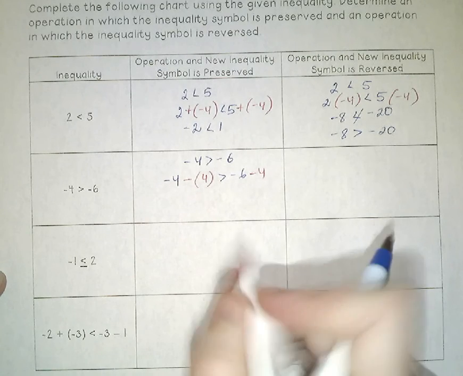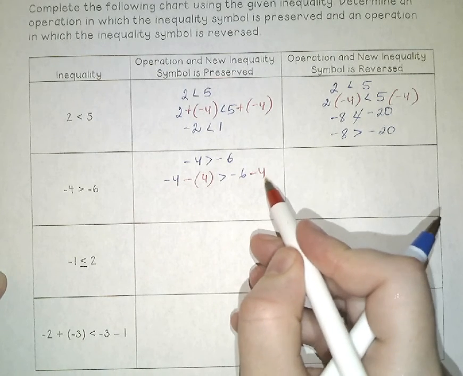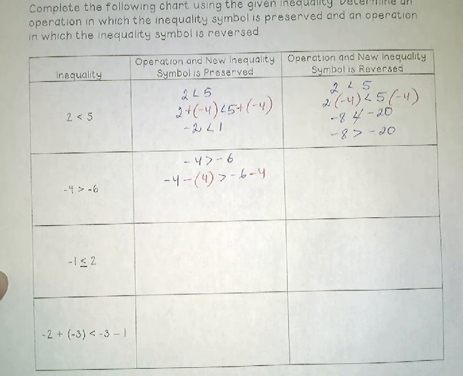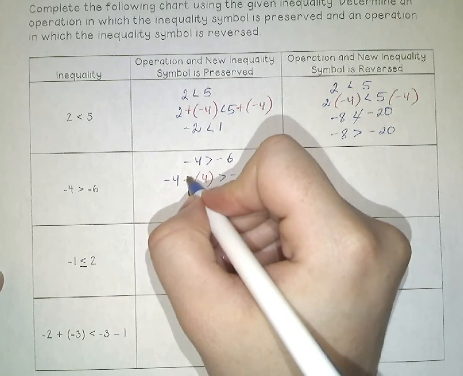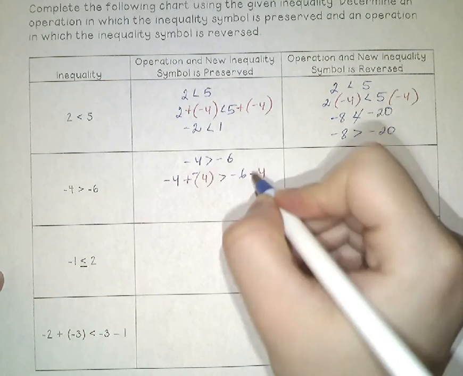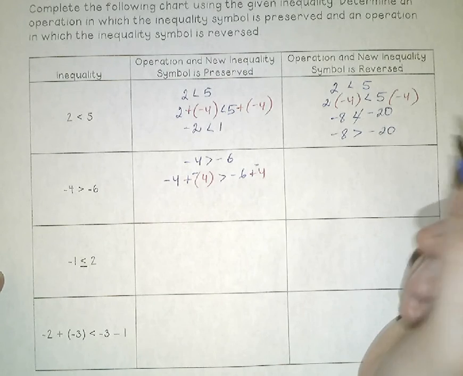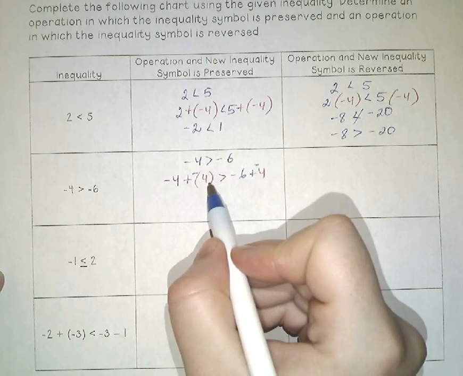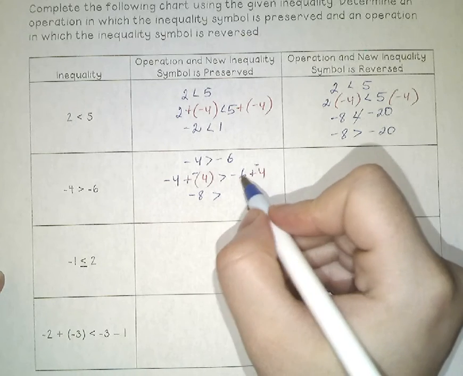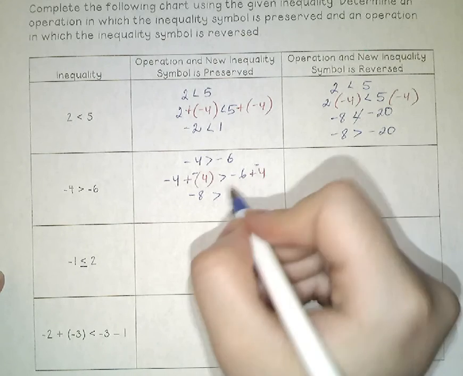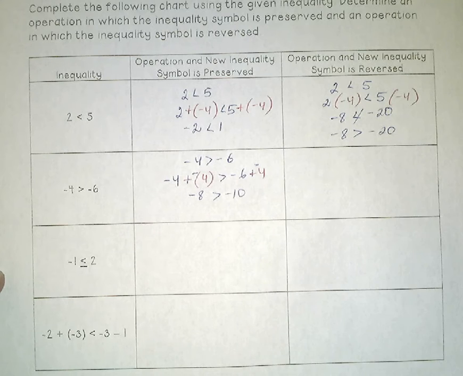In this case I put the parentheses, in this case I didn't, just so you know that I can do anything really, because I will have to change my subtraction into plus the opposite. So negative 4 plus negative 4 will be negative 8, which is greater than negative 6 plus negative 4, which is negative 10. That inequality is correct.